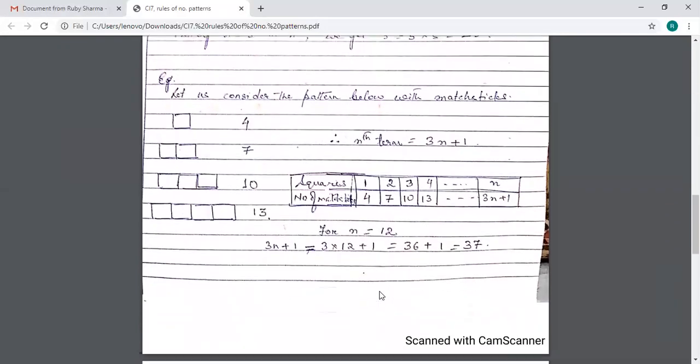Now here is another pattern. Let us consider the pattern below with matchsticks. Here's the square, 4 matchsticks. Here there are 2 squares. This one is common. So we have 7 matchsticks.